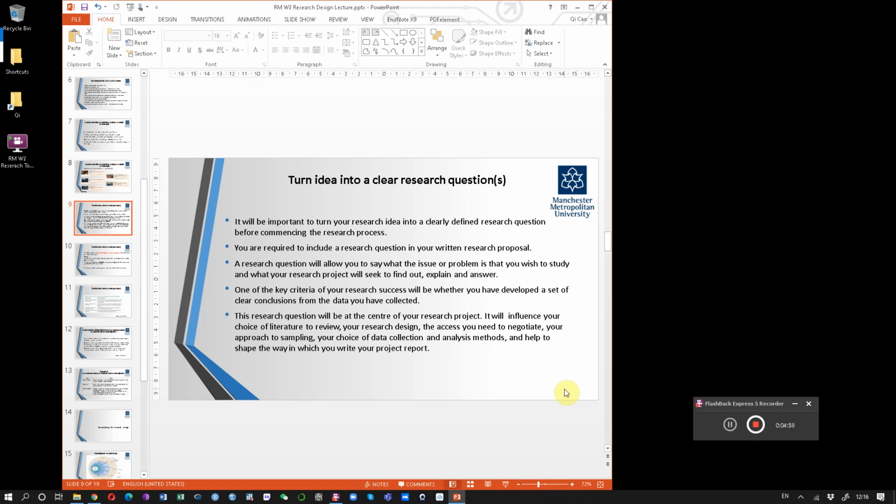You're required to have a research question in your written research proposal, and the research proposal is, of course, the assignment for this unit. So you will need to have a clearly defined research question for the assignment of this unit. The reason we ask for a research question is because it allows you to pinpoint the issue or problem that you are trying to investigate.